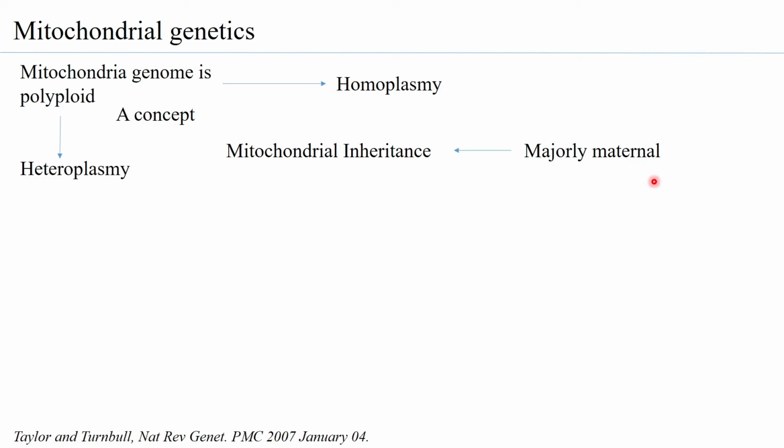So in fact, initially, mitochondrial inheritance was considered to be maternal inheritance, which means that the mitochondria present in an infant were considered to be coming only from the mother and not from the father. However, a lot of studies now have indicated that it is not necessarily always only maternal. You can also have the mitochondria coming from the father.